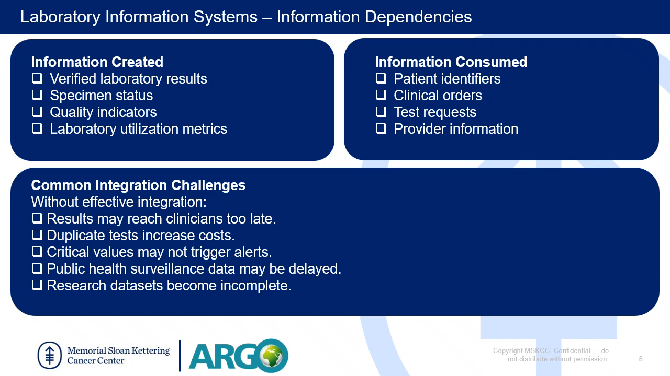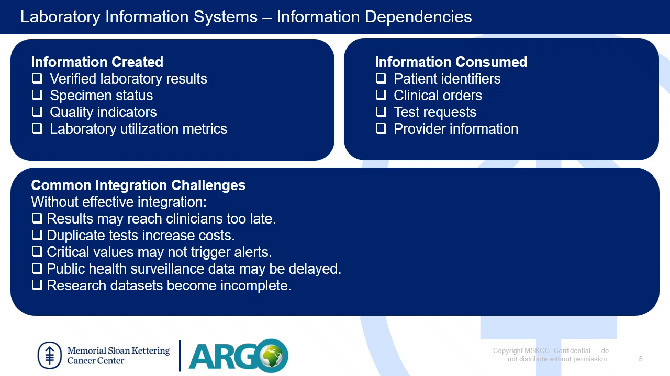Now, looking at the information dependencies for the lab information system. What information is created here? We have verified lab results, specimen status, quality indicators, and lab utilization metrics. What information is consumed? Patient identifiers, clinical orders, test requests, and provider information.